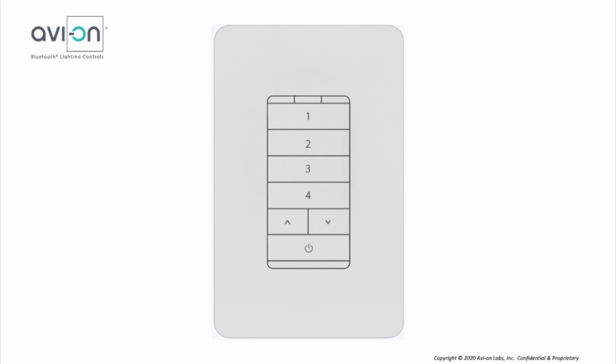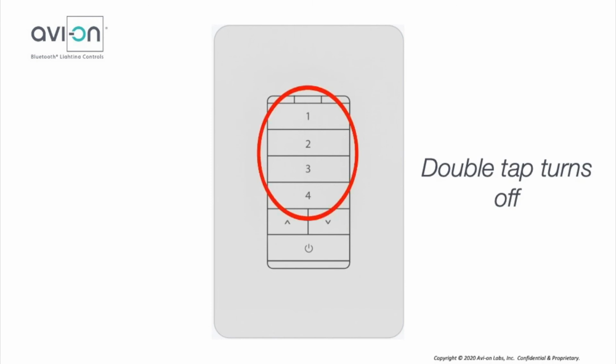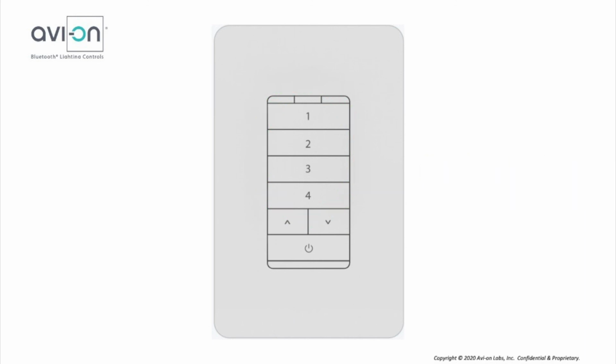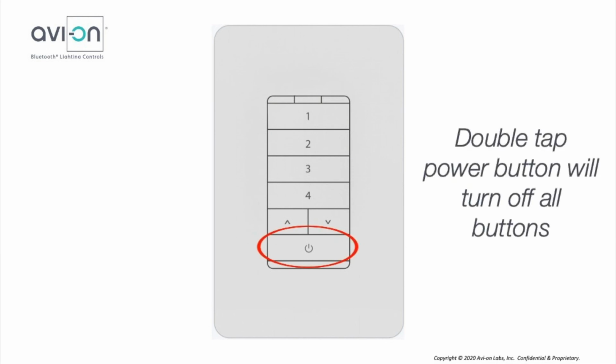Here are some other functions of the wall station you can do also. A double tap of any 1 to 4 button will turn the lights off. This is a quick way to shut off a group of lights. There's one more shortcut. If I double tap the power button, it will turn off all lights associated to each button on the wall station.